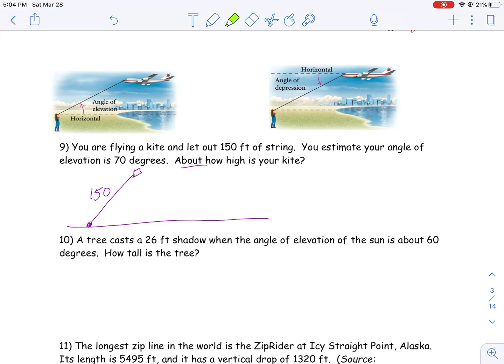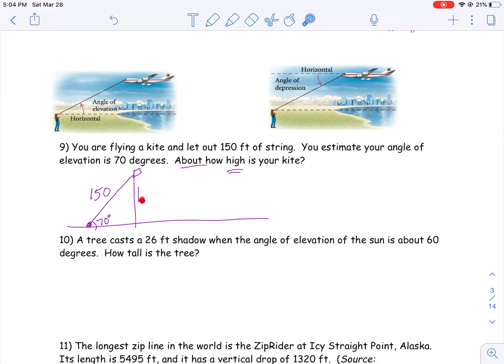You estimate your angle of elevation. Remember where your angle of elevation is? From the horizon up. So that's right here. Horizon up is about 70 degrees. And the question is, how high is your kite? You might be tempted to say 150, but realize your kite's height is actually here. This distance is shorter than 150 feet. And so now we have to find this. Pause it and try it on your own if you can.